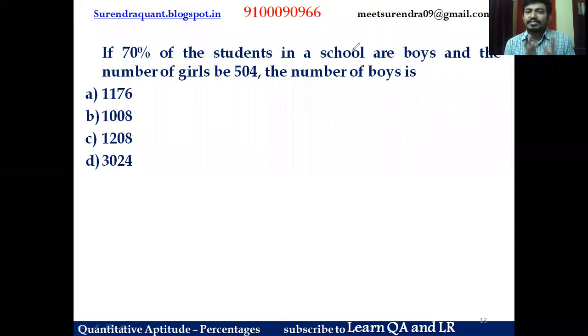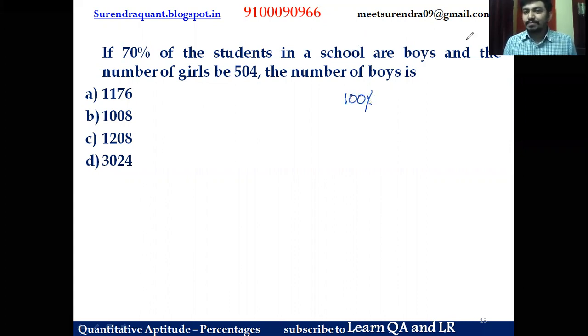70% of the students in the school are boys, and the number of girls is 504. Sorry, I'm extremely sorry, 504 girls are there. The number of boys is what? Friends, let us consider that total students are 100% in the school. Out of 100%, if 70% of them are boys, what about girls? The remaining 30% are girls, right?